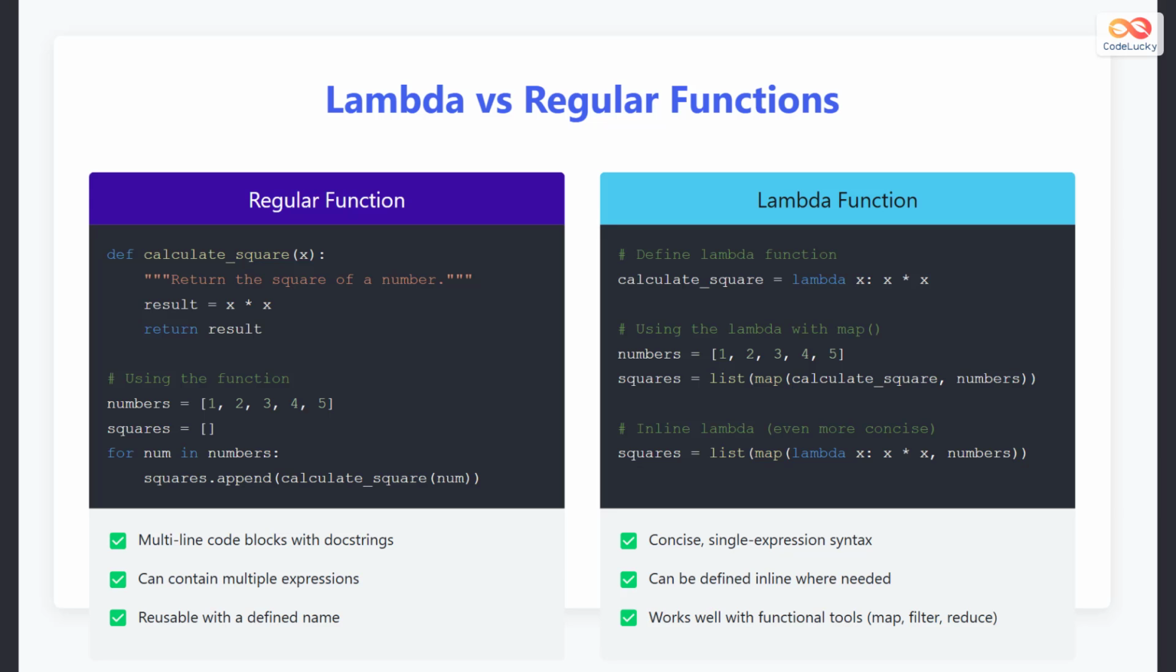On the other hand, a lambda function can perform the same square calculation in a more concise manner. Here, we assign a lambda function to the variable calculateSquare, which takes x and returns x multiplied by x. The example shows how to use this lambda function with the map function to calculate a list of squares. Key features of regular functions include multi-line code blocks with docstrings, can contain multiple expressions, and are reusable with a defined name. Key features of lambda functions include concise single expression syntax, can be defined inline where needed, and works well with functional tools like map, filter, and reduce.